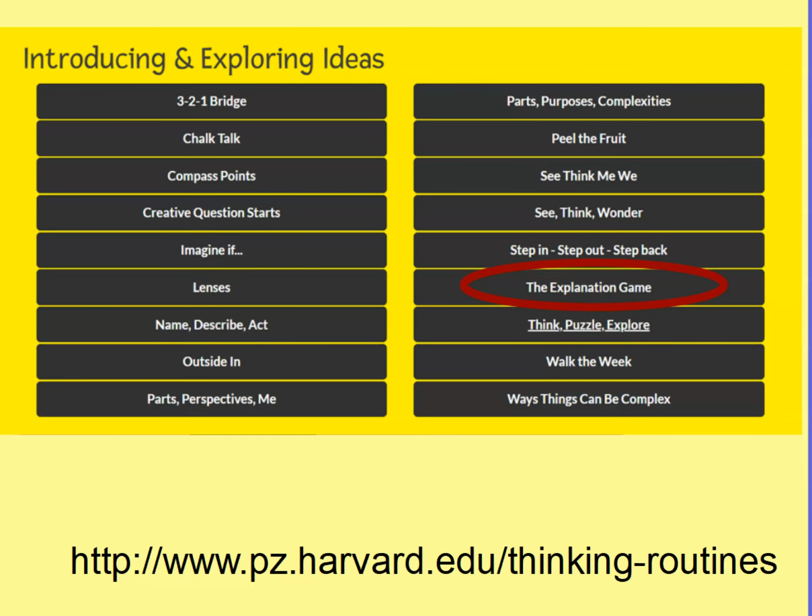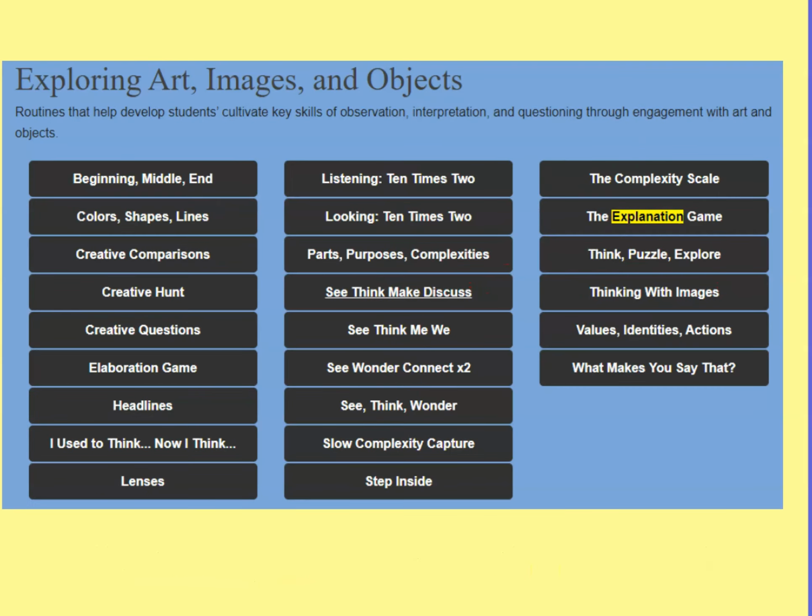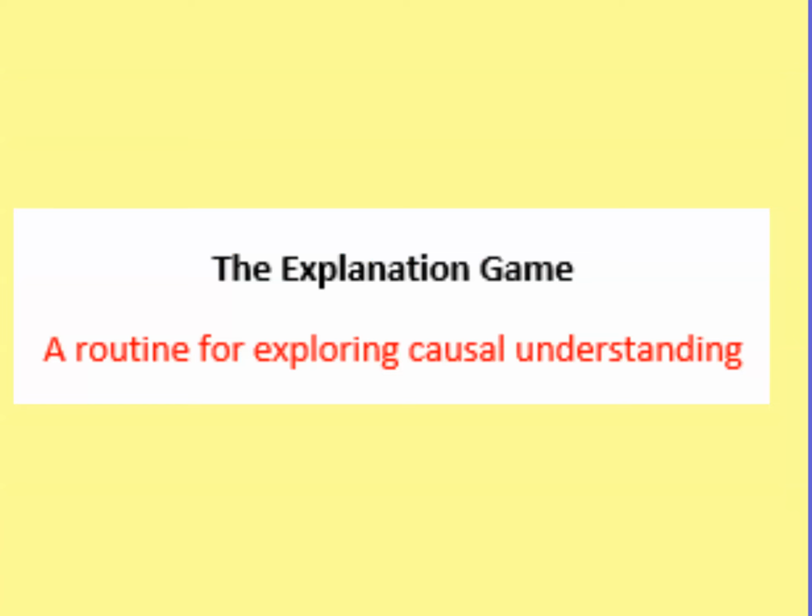Today we are talking about the explanation game, and this is in introducing and exploring ideas. And again, where all the thinking routines are located, the link is in the description right here. And the explanation game is also located in exploring art, images, and objects. But again, I'm only going to talk about it once. There's 80 of these to get through, so just know that Harvard Project Zero double dips a lot.